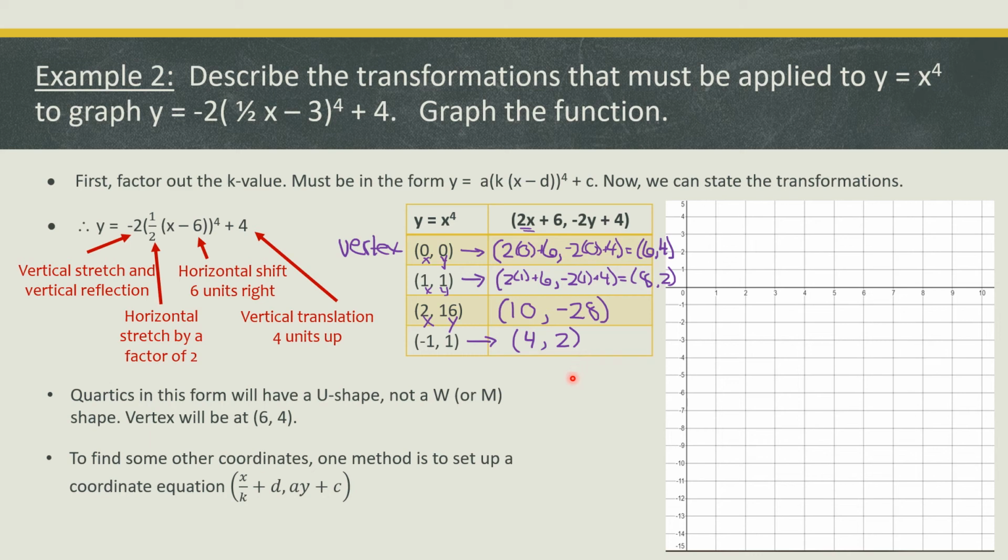So why don't you press pause and work on that, and when you come back you will see the finished graph on here. I've got my points on there. I couldn't fit any more on. Now I can kind of figure out where it's going with that other big coordinate I have, 10, negative 28.